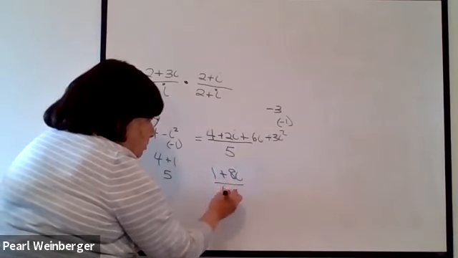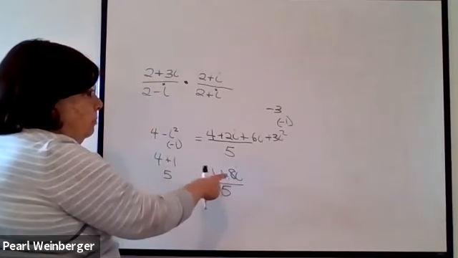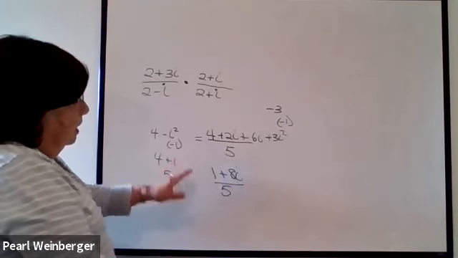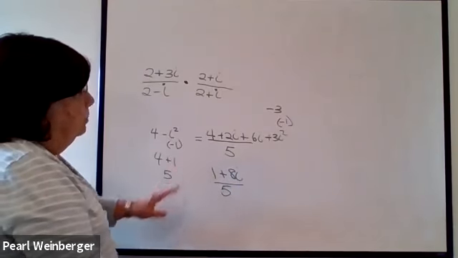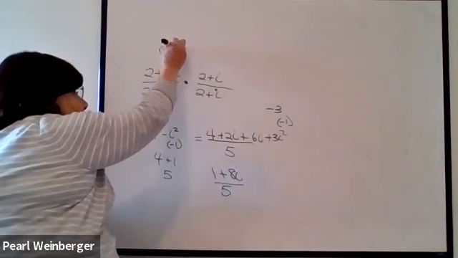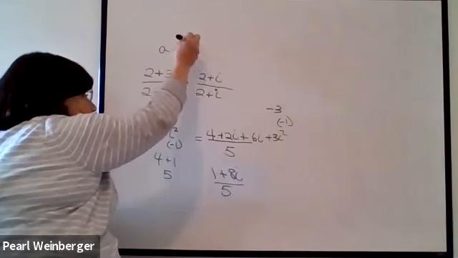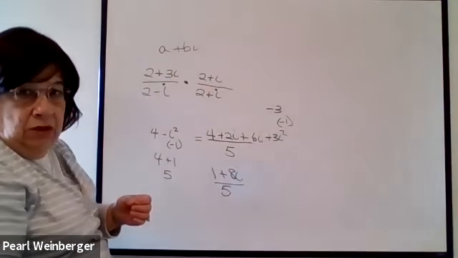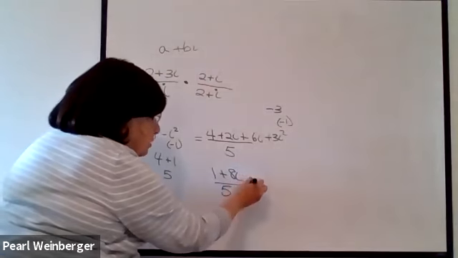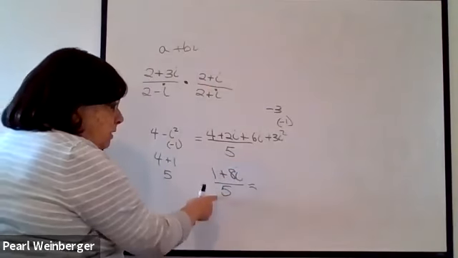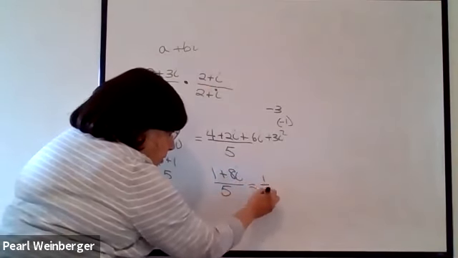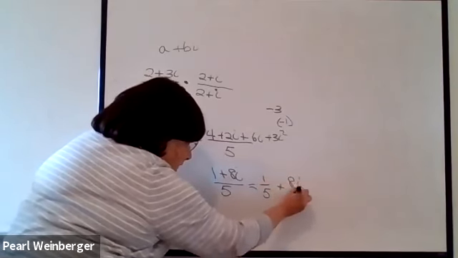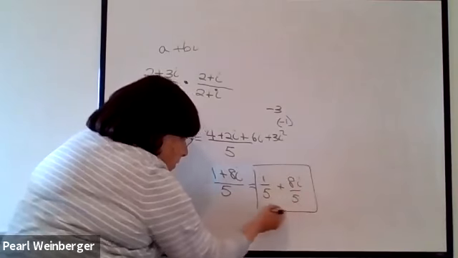So my answer comes out to be 1 plus 8i over 5. Now, if they ask you to put it in a plus bi form, and very often they do, that means they don't want it all over a single denominator. They want each number separate. Well, this means 1 over 5 plus 8i over 5. That's the a plus bi form that they want.